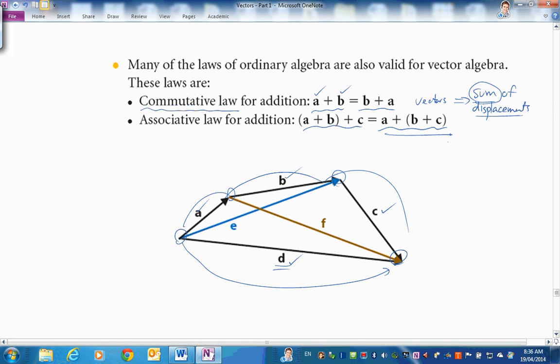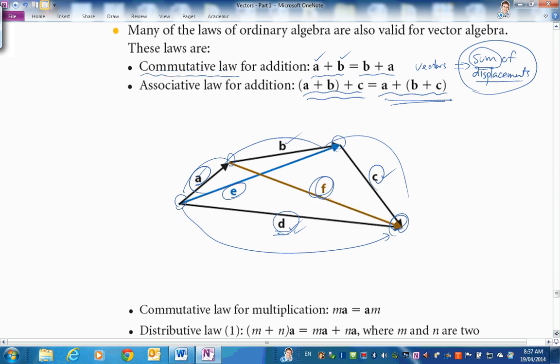You could add B and C first. Adding B and C would give us F. A and F still give D. Okay, A plus B gives E, and then C gives our D. So the idea here is it doesn't matter which order. A added to B gets you to E, and then adding C gets you there. B plus C gives you F, adding to A gives you D. Doesn't matter which way round you go, because it's the sum of displacements.